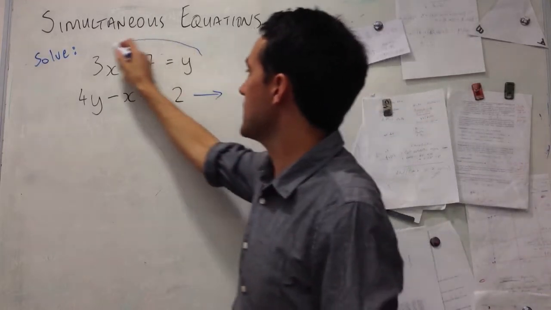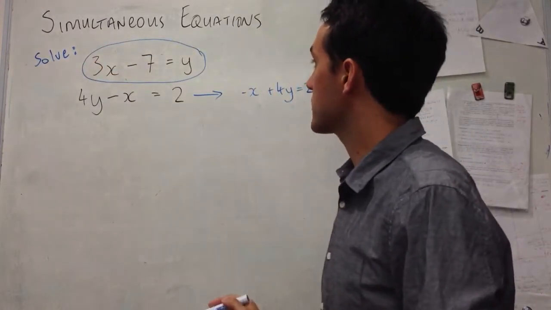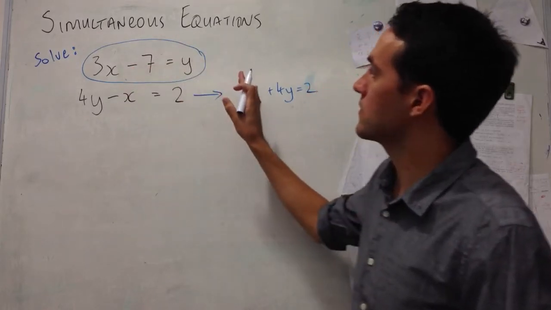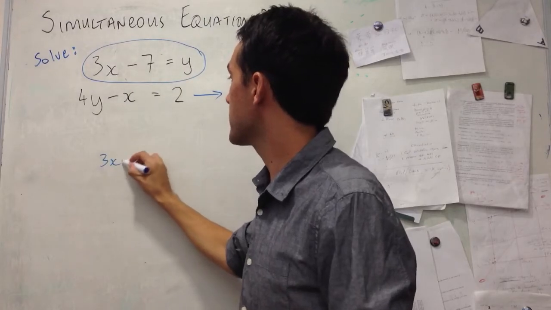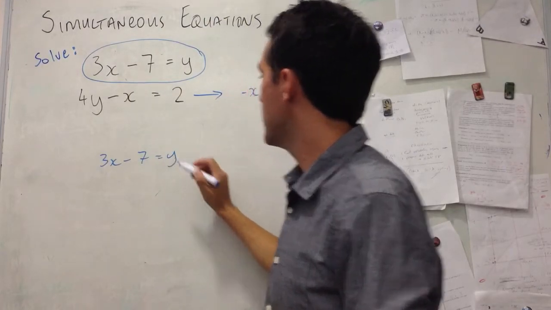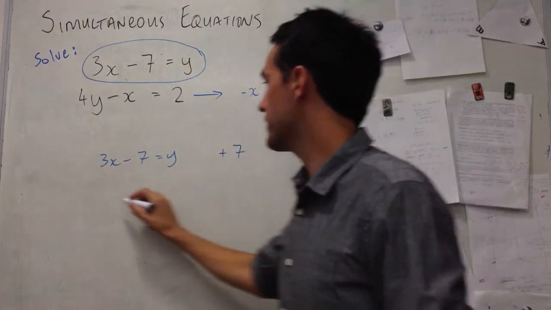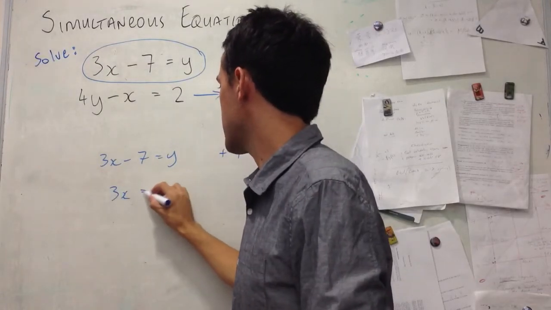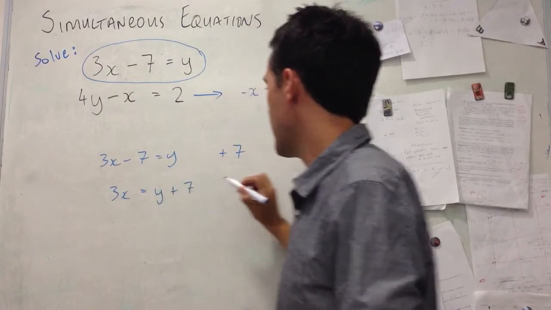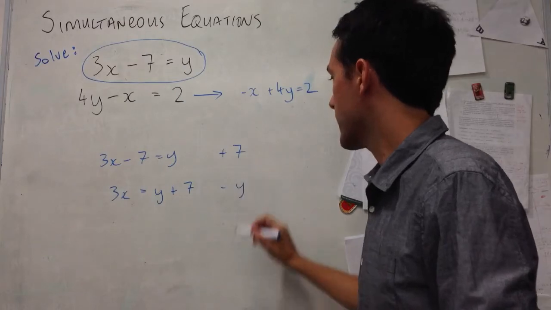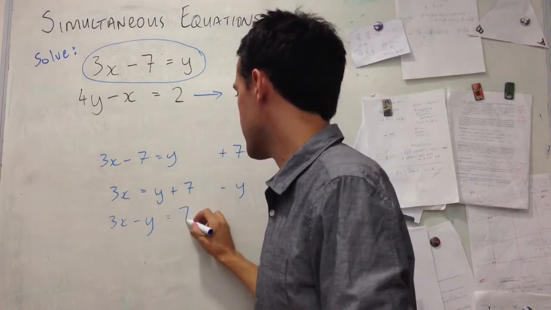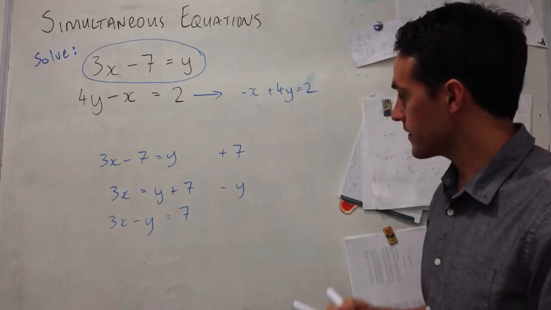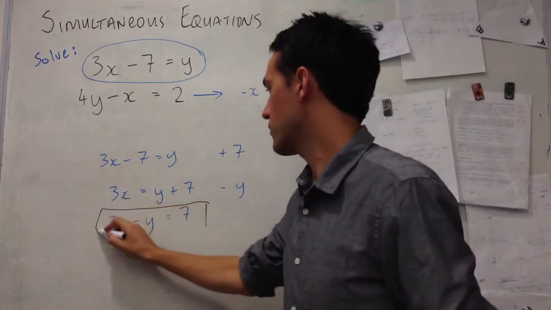For this equation here, let's work with it a little bit. I want to get the constant over to this side, and I want to get y over to this side. So I'm going to have 3x minus 7 equals y. I'm going to add 7 to both sides, to make it 3x equals y plus 7. And then I'll subtract y from both sides. So I get 3x minus y equals 7. And now this is the format that I want to work with.